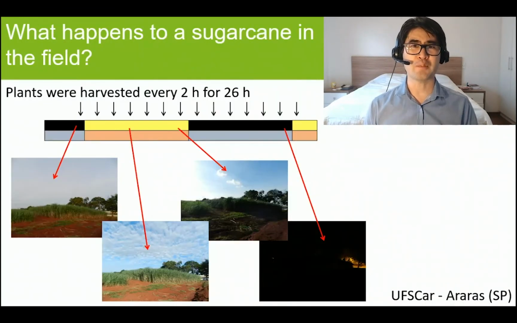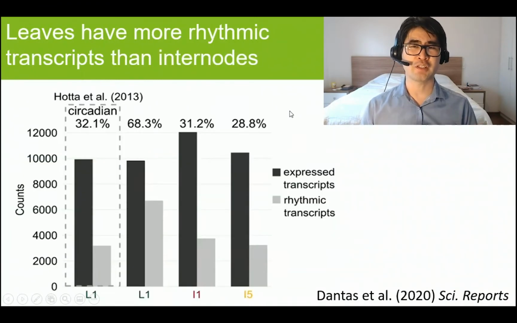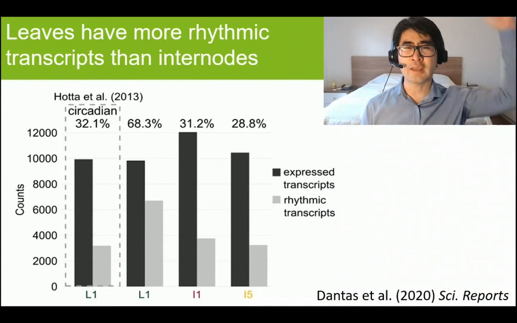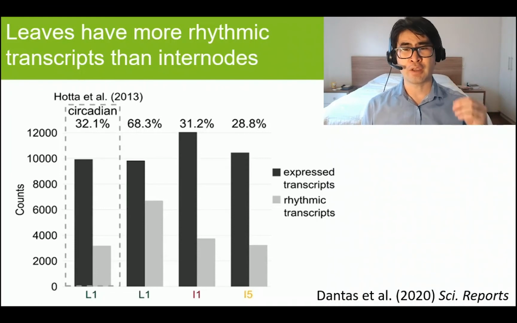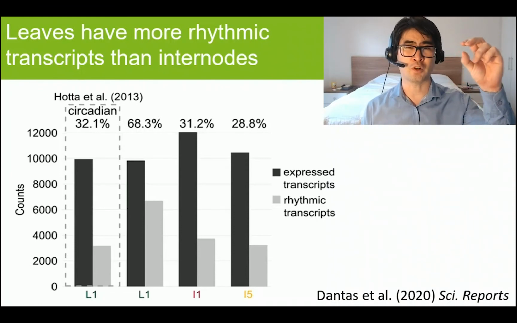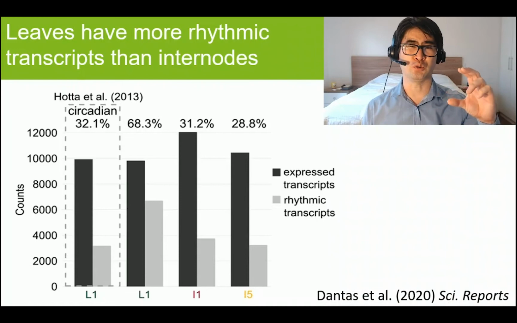But we wanted to know what happens with sugarcane in the field. So we went to the field and took plants every 2 hours for 26 hours, harvesting from right before dawn to right after dawn on the next day. We harvested plants that are 9 months old, so they are about 2 to 3 meters tall. We harvested the leaves, the tip of the shoot, which is meristematic tissue, and the 5th internode that's starting to accumulate sucrose.